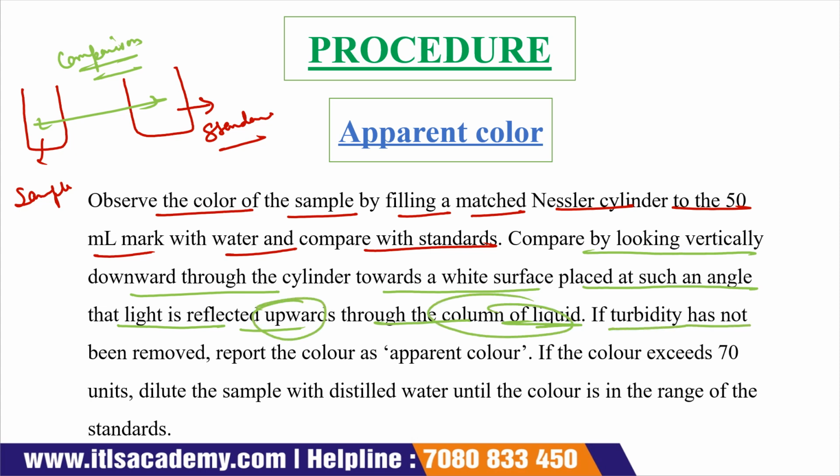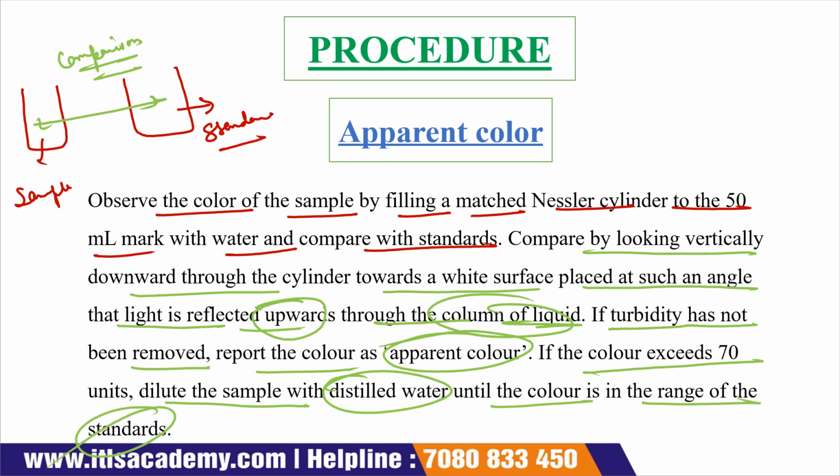If the turbidity has not been removed, then report the color as apparent color. Okay, because in apparent color there is no removal of the turbidity. If the turbidity is there, then it will show the apparent color. If the color exceeds 70 units, then dilute the sample with distilled water until the color is in the range of the standard.